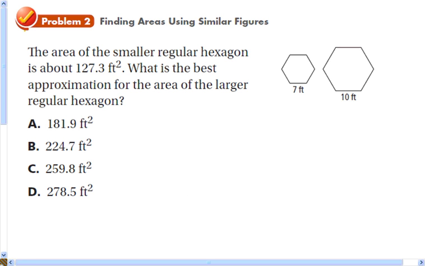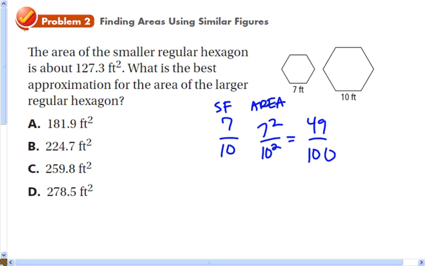All right, the area of the smaller regular hexagon is about 127.3 square feet. What is the best approximation for the area of the larger regular hexagon? We're going to use the scale factors to help us out here. We know from the smaller to the larger, the ratio is 7 to 10. And so that's the regular scale factor, then the area scale factor would be 7 squared over 10 squared, which is 49 over 100.